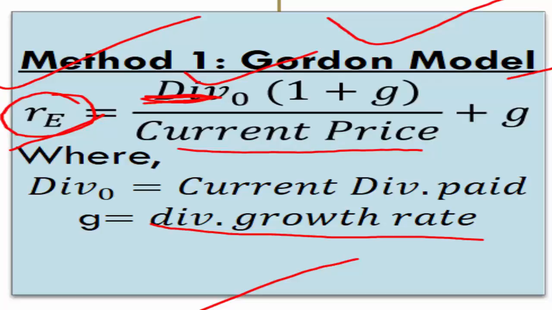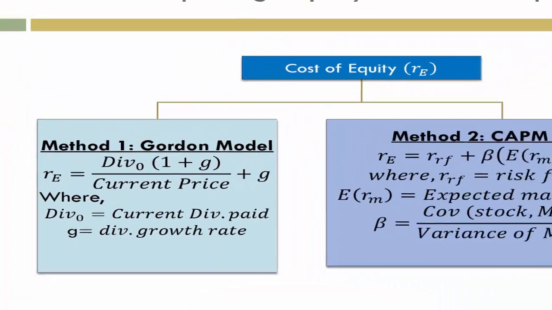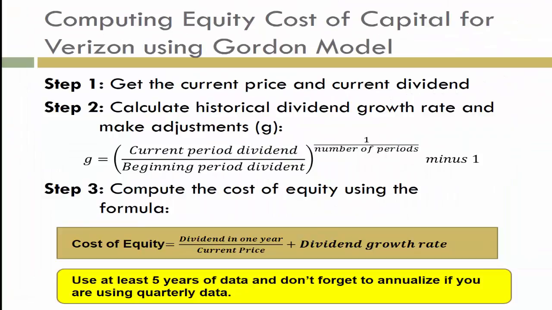And to make our life simpler or easier, I have listed here different steps that will make the calculation a lot easier for first timers. Step 1, go and get the current price and current dividend. That's step 1. Step 2, based on the historical growth rate of the dividend, you can calculate the dividend growth rate. But I also said make an adjustment.